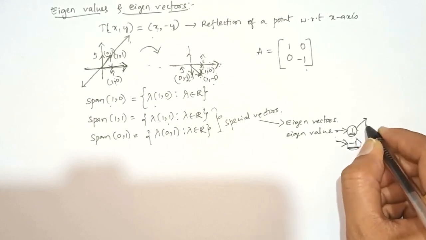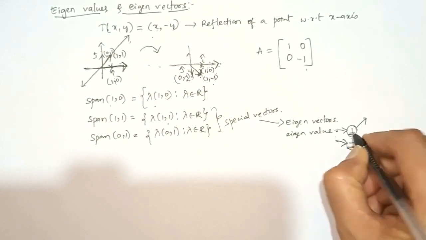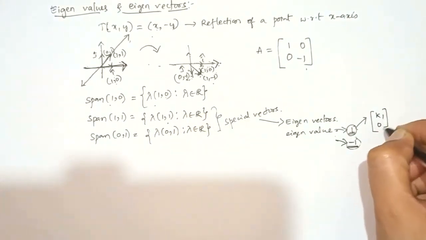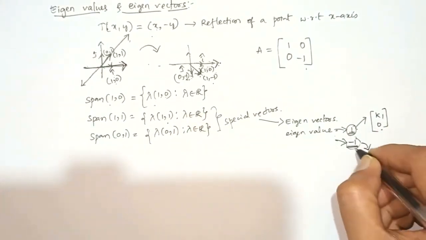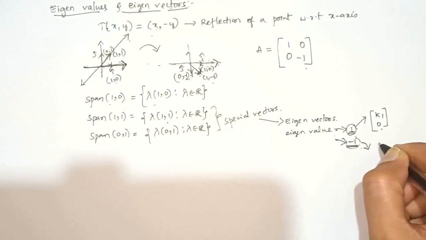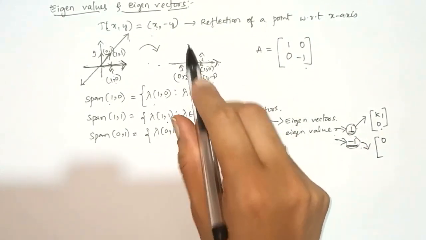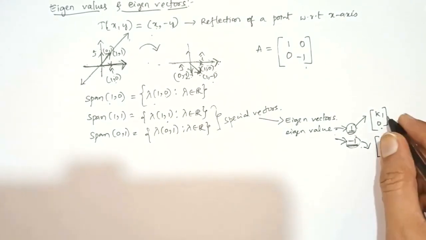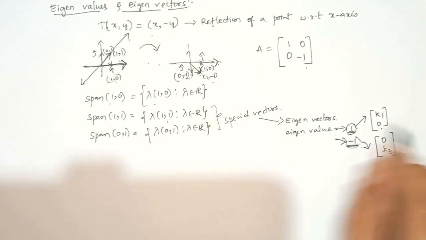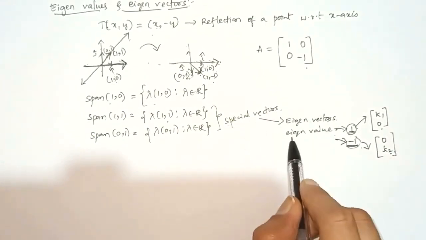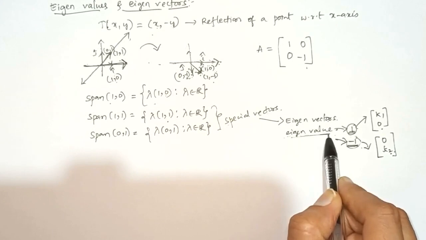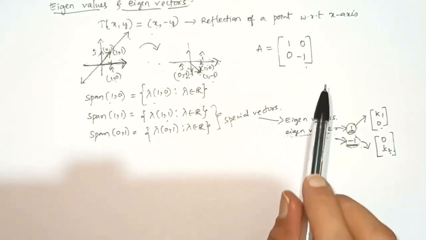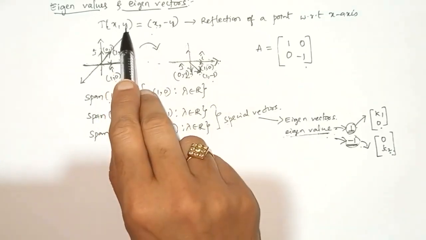So, the eigenvectors corresponding to the eigenvalue 1 are all the points on the x-axis. I will name this (k1, 0). The eigenvectors corresponding to the eigenvalue minus 1 are all the points on the y-axis. I'll name them (0, k2), where k1 and k2 belong to R. So these are called eigenvectors, and the corresponding value is called the eigenvalue. This is the importance of getting eigenvalue and eigenvector for the given linear transformation.